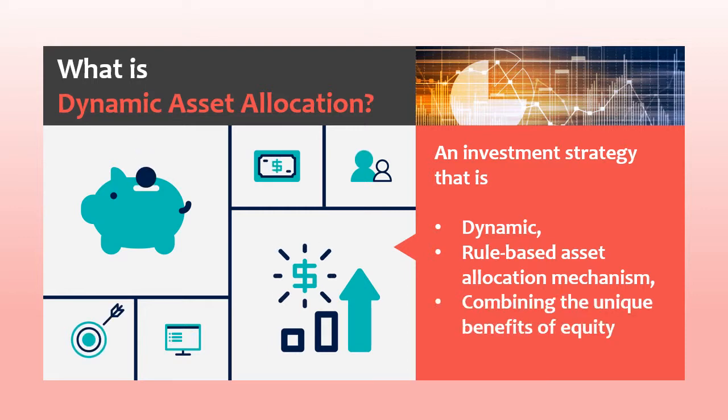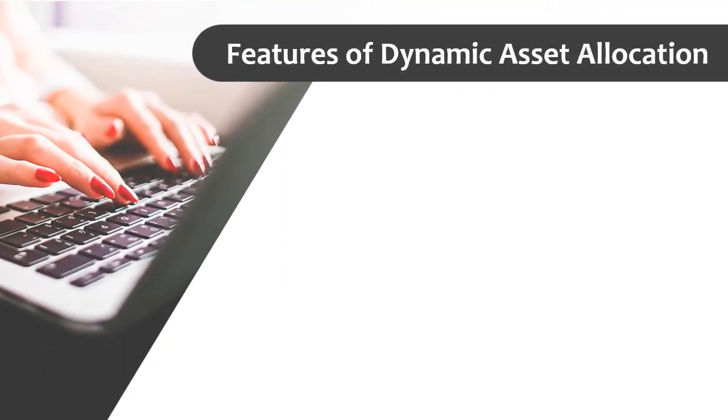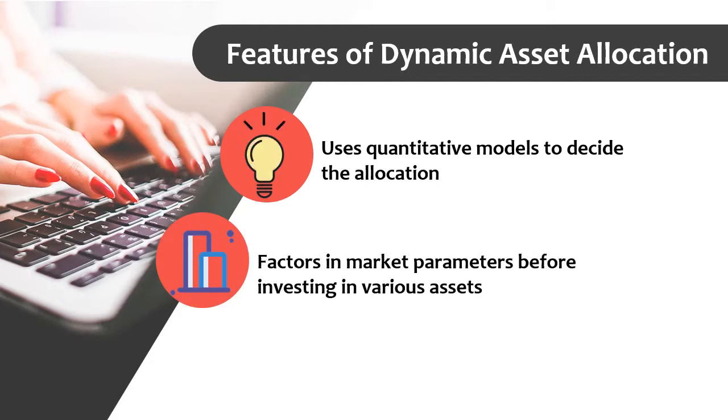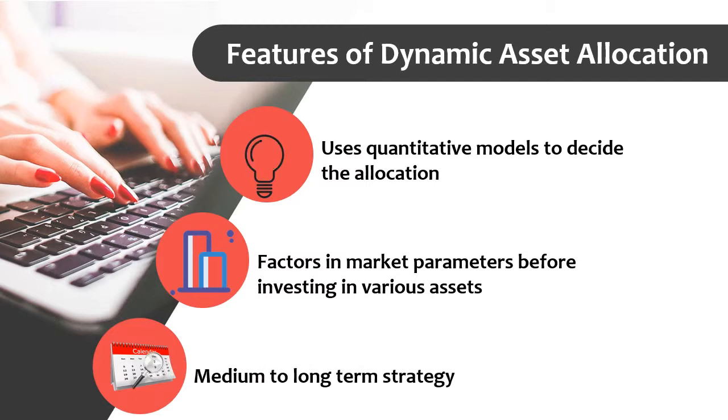the unique benefits of equity and debt asset classes based on market valuation. Dynamic asset allocation strategy uses models to decide asset allocation, thereby removing human biases. It factors in market parameters before deciding asset allocation for the medium to long term.